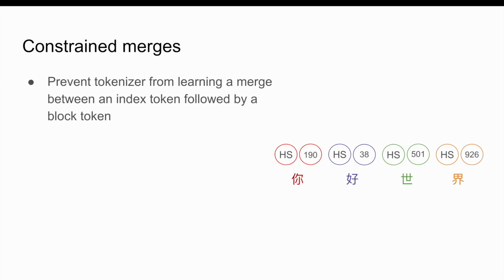Then we can use this script encoding to create constraints on the merge rules that we want our tokenizer to learn. So now we can say, okay, we just don't want a tokenizer that's going to learn a merge between an index token followed by a block token. We always want it to be a block token followed by an index token. So this would not be allowed, and instead, if you want to merge these 2 characters, the tokenizer has to first learn to merge the 2 tokens within each character and then learn a merge after that.